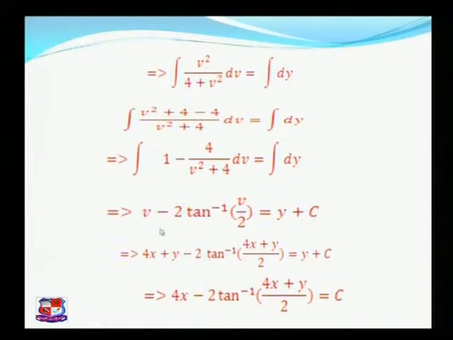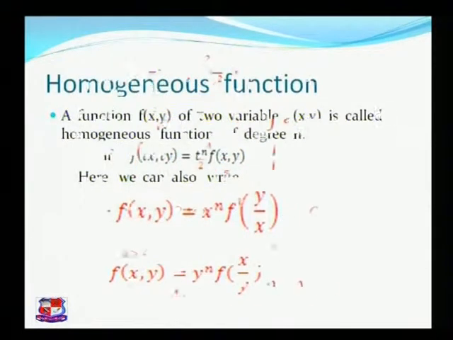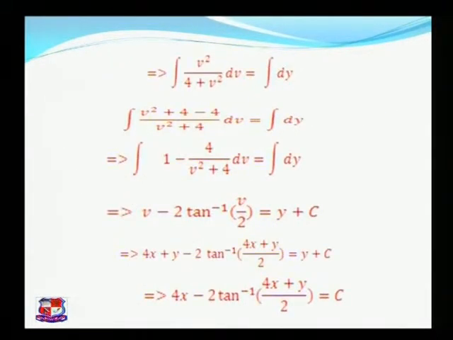So after all we will get, if I put the value of v again, that is 4x plus y, the solution of this equation is 4x minus 2 tan inverse (4x plus y) upon 2 is equal to c, which is the solution of this equation. So in this way we can solve the differential equation by the method of variable separable.